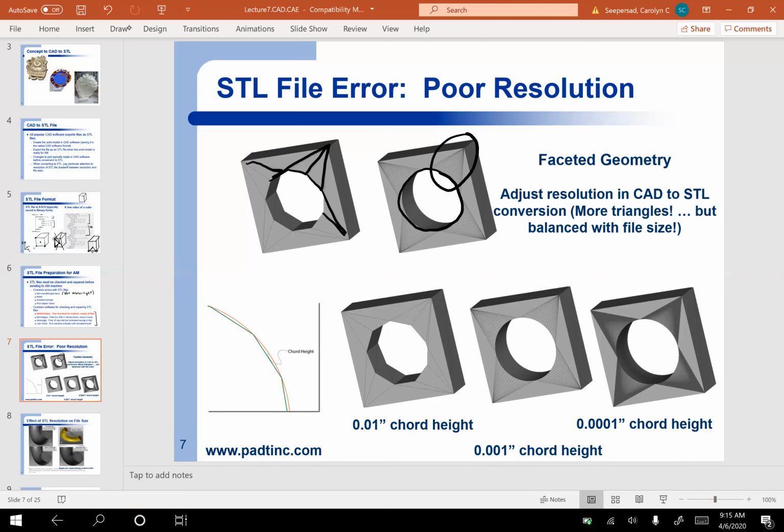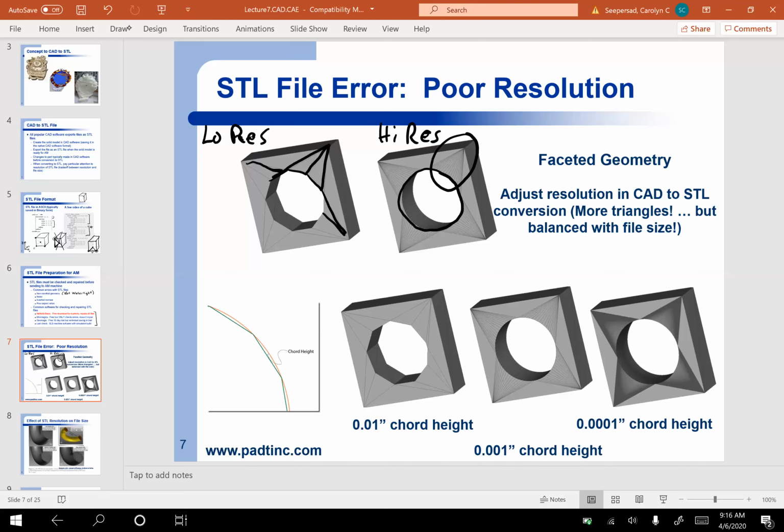So to get this high res image over here in the upper right, we have to use lots and lots of triangles, whereas to get this low res geometry here in the upper left, it only takes a few triangles. So how is resolution really determined? Well, one of the primary ways to measure it is in terms of error. Here you can see a measurement called chord height.